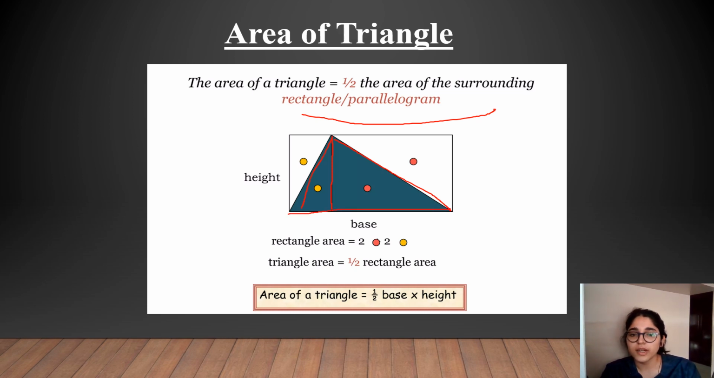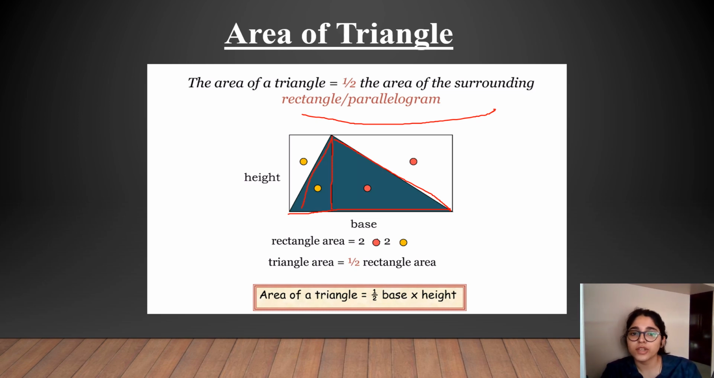So the rectangle area over here will be 2 times of this and 2 times of this, if we observe clearly. So what is the triangle going to be? It will be half of this rectangle. So it will be half of this and half of this, which is nothing but half of the rectangle area. Thus we can derive that the area of a triangle is equal to half into the base multiplied by half into the height, because this is the height and this is the base.